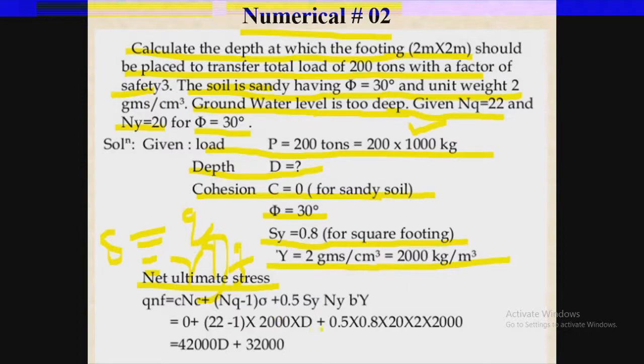D is unknown, plus 0.5 S gamma is 0.8, the shape factor. N gamma is the bearing capacity factor, 20. B is the width of the foundation, and gamma is again the unit weight. So solving this equation, we get 2000 D plus 32,000.